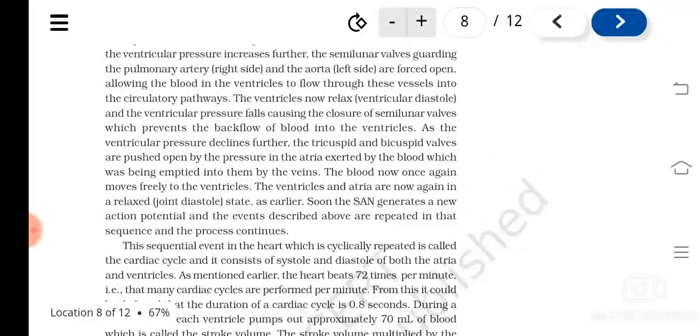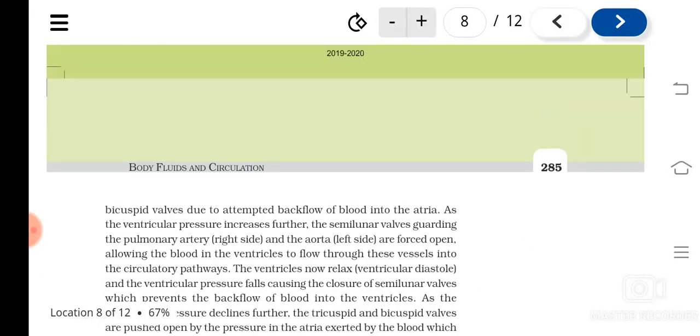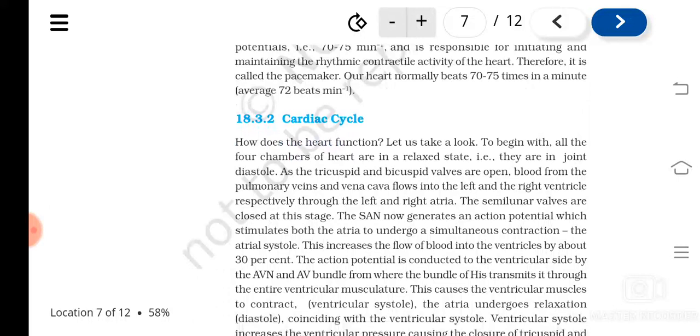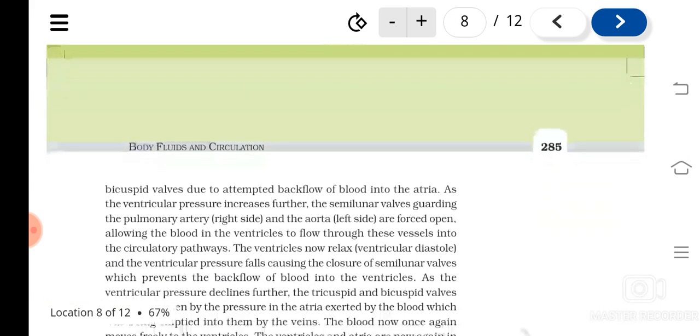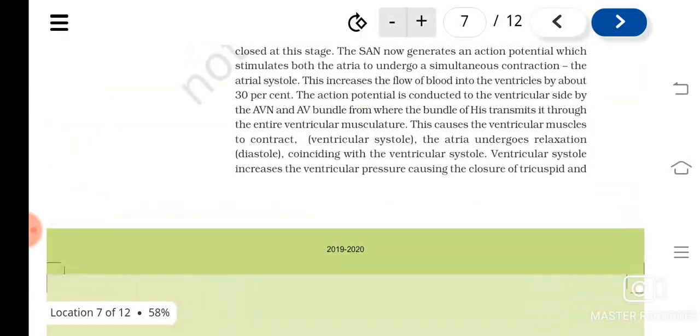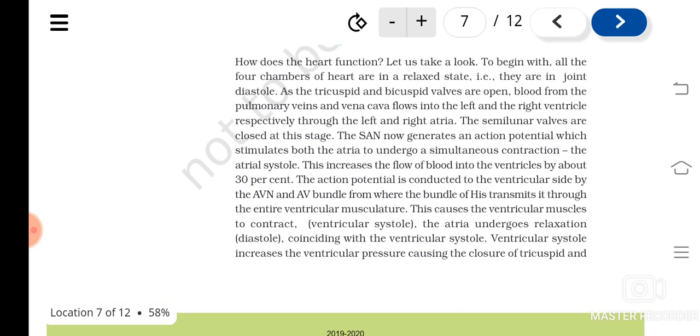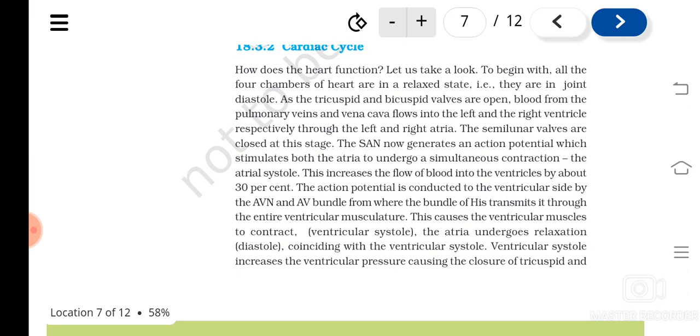Understood? So in this way, you can see how the heartbeat or the cardiac cycle happens. Hope this much is very clear to you. So what all did we learn? That is the cardiac cycle. What is the cardiac cycle? The rhythmic, cyclic process of the heart that starts with a joint diastole, then atrial systole, and then the ventricular systole. Understood? So all this together is known as the cardiac cycle.